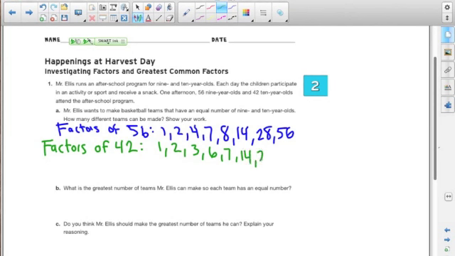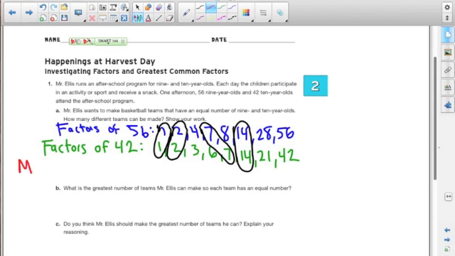So in order to do this, one way to do it is to list all of the factors of 56 and then list all of the factors of 42. And then we're looking for the factors that are the same in both. And as you can see, Mr. Ellis can make one big team, two teams, 7 teams, or 14 teams.